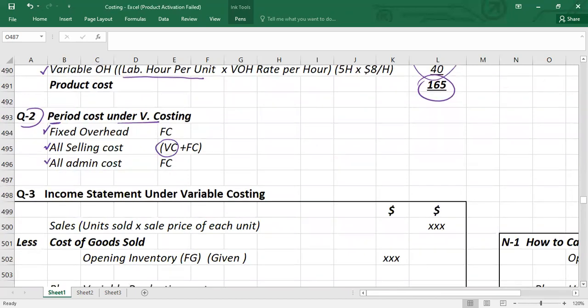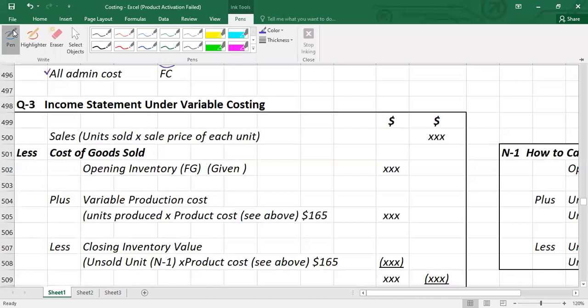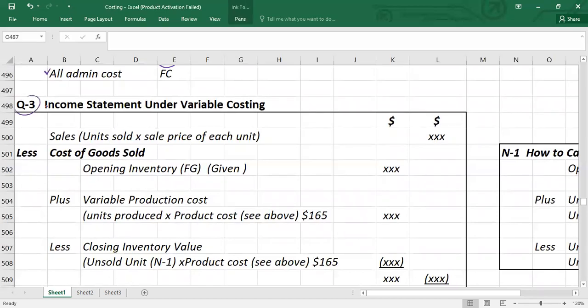We have here income statement first. We are going to talk about the income statement format now. Actually, we are going to discuss question number 3, how to prepare an income statement by using variable costing. Guys, we have to prepare 3 columns. This column is for description. This column is for internal amounts, and this is for the final amount. This is the inner column. This is the final column.